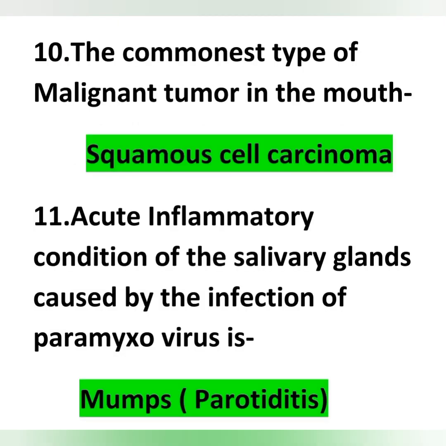And the next point, the commonest type of malignant tumor in the mouth is squamous cell carcinoma. And the next point, acute inflammatory condition of the salivary glands caused by infection with paramyxovirus is called mumps or parotiditis. That is, infection of the salivary glands by paramyxovirus is mumps.